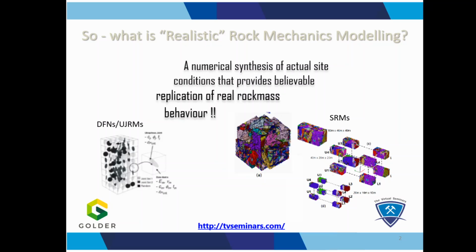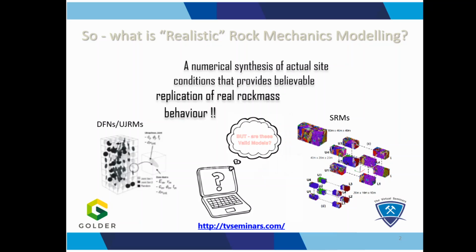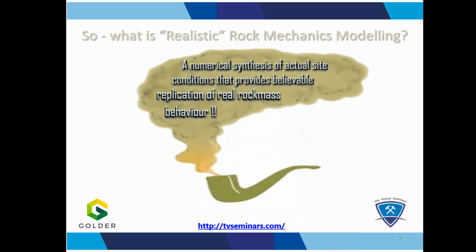We have our discrete fracture network models, such as shown by Steve Rogers in the last TV seminar. We also have ubiquitous joint and synthetic rock mass models, all of which are great attempts at trying to replicate the characteristics of the real rock masses we see in the field. But are these approximations valid enough? Are we getting close to being able to believe in our models? Or is this just a pipe dream?